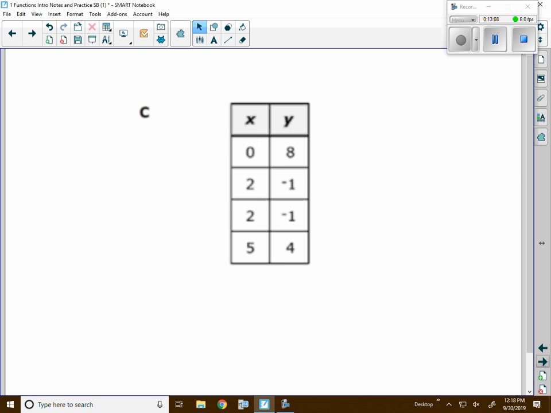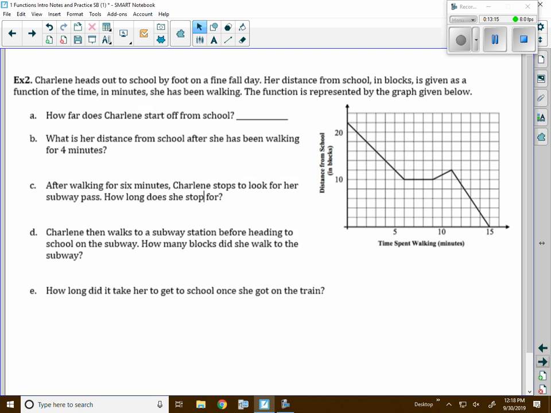Easy, right? Oh, there's repeated 2's there, right? So that one would be no.